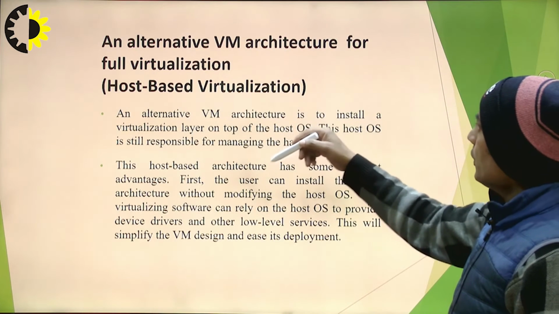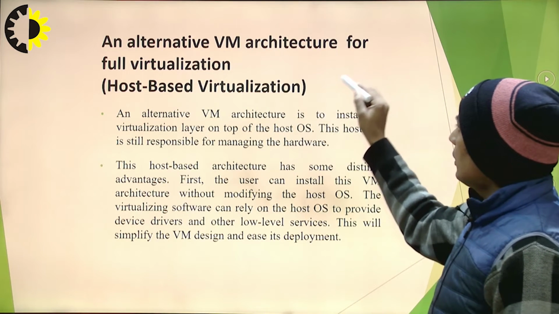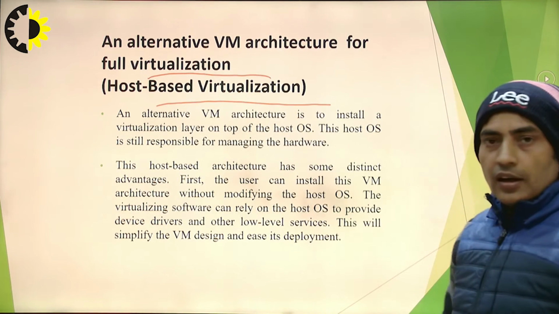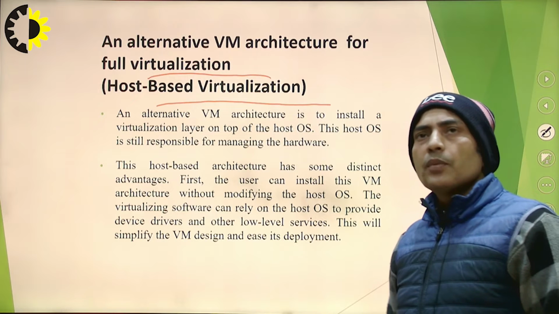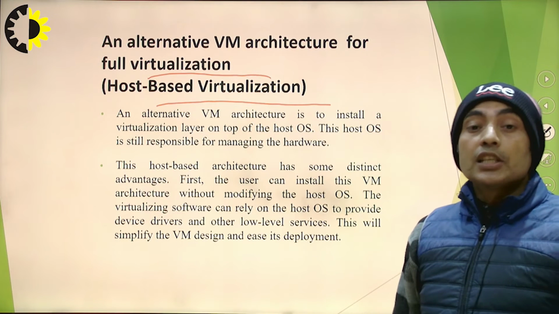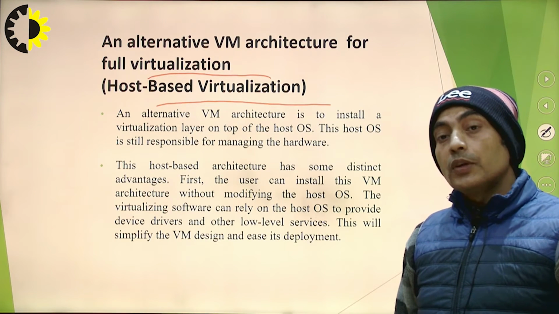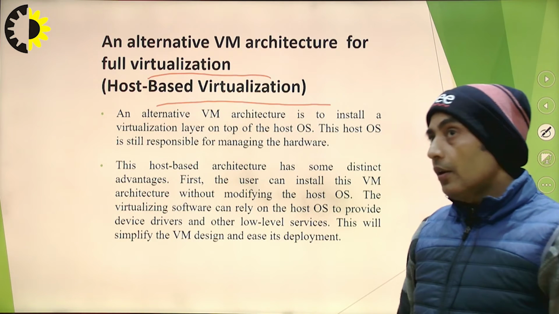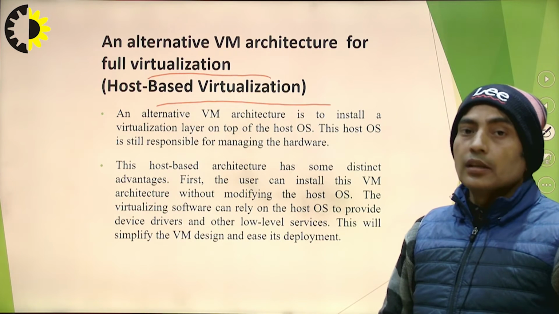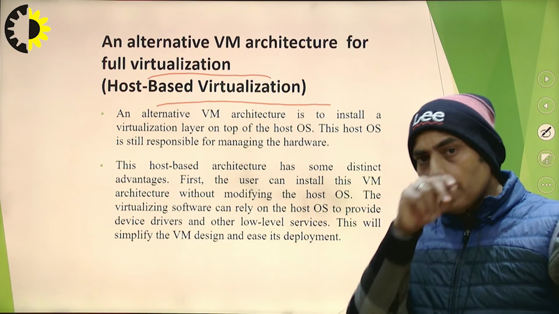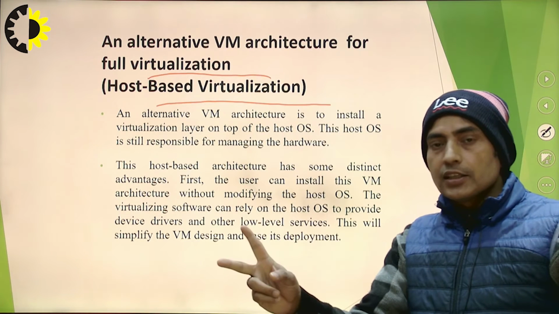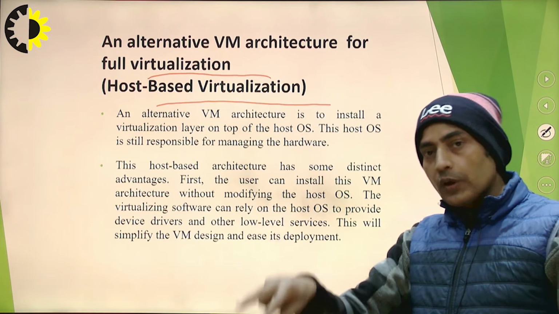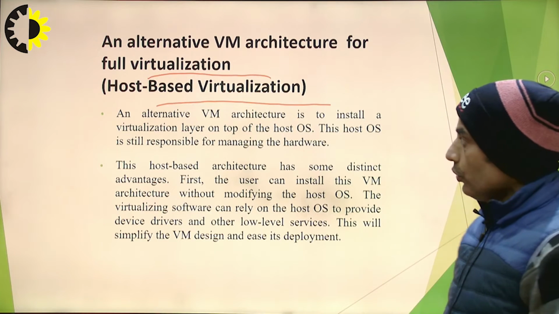So, an alternative virtual machine architecture for full virtualization is the host-based virtualization. As we know, in the previous lecture, we told you about the architecture of virtualization. There we told you that there are two types of architecture: bare metal, that is known as the native architecture, and the hosted OS architecture.